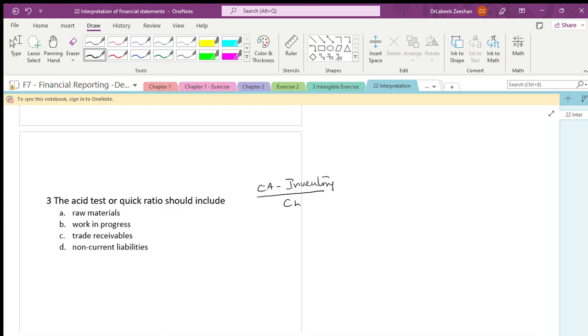Now, the acid test ratio or quick ratio should include, what are they saying? Which one do we have to include? Raw material? Trade receivables. Why trade receivables? Because it's a current asset.